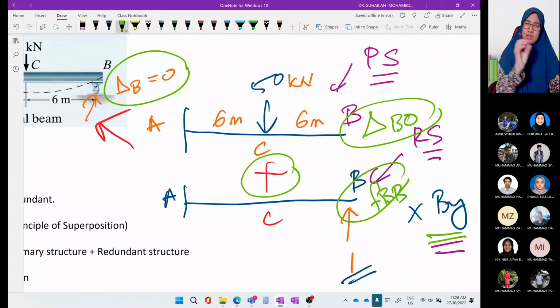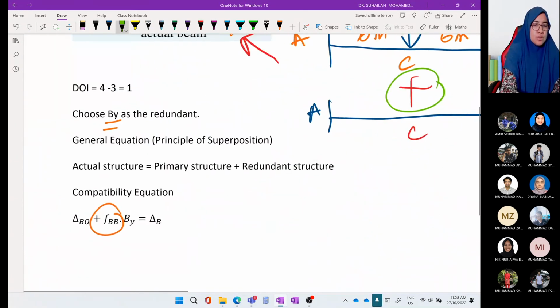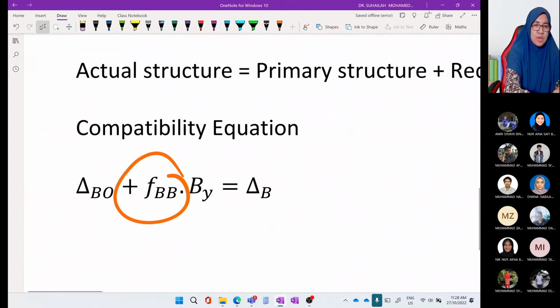So we don't write 0 equal to delta B naught plus FBB times By, but we start from the primary beam: delta B naught plus FBB times By equal to 0. So that is how we get this equation.